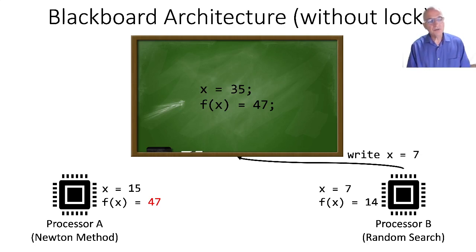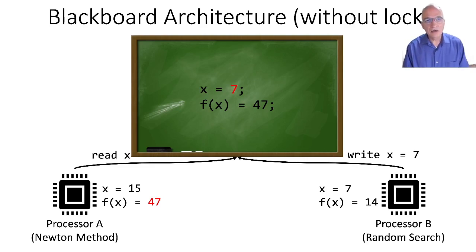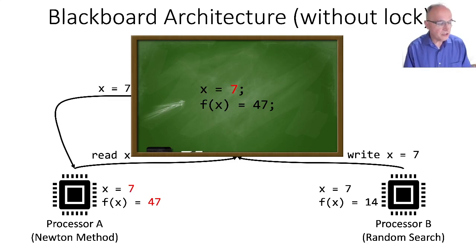But before processor A is able to read the value of x, processor B now writes the value of x, because it knows that the board has a value that is larger than its local minimum, so it wants to post its new minimum. So it posts the value 7. And then processor A now reads the value of x, and gets that the value of x is now 7, so it's going to make its local value of x equal 7.